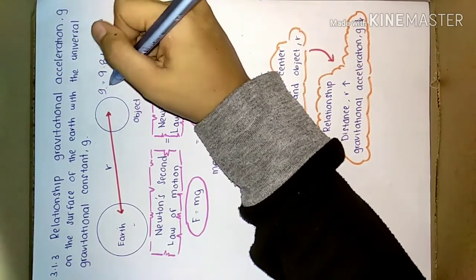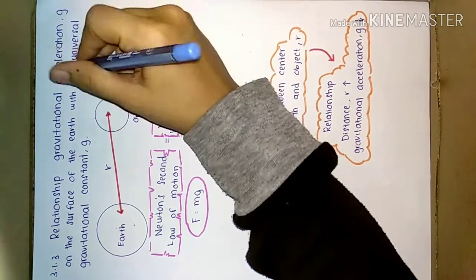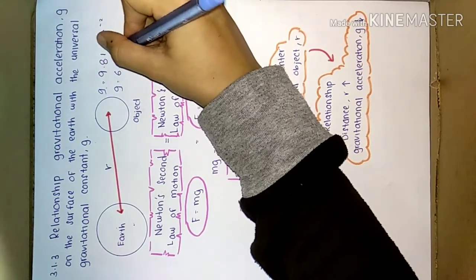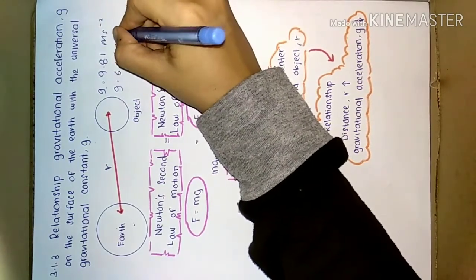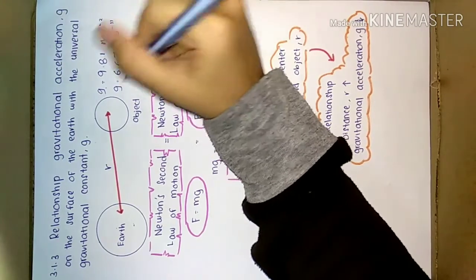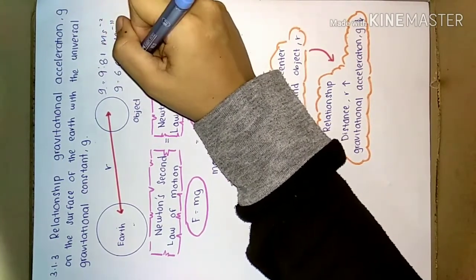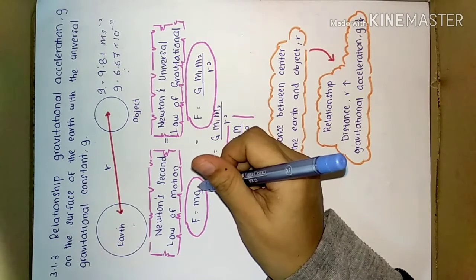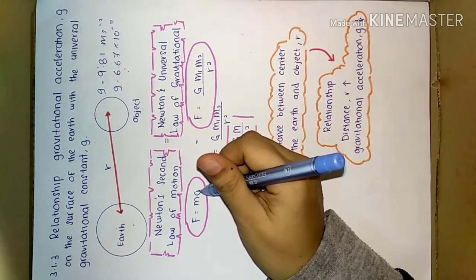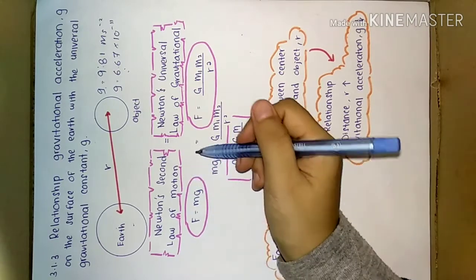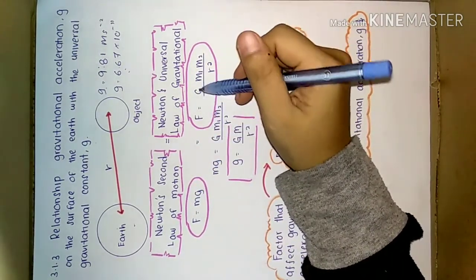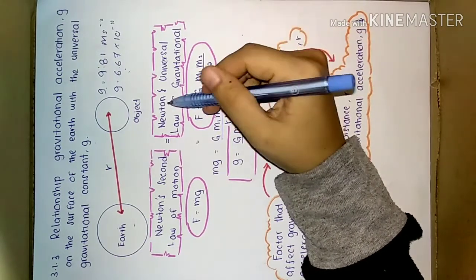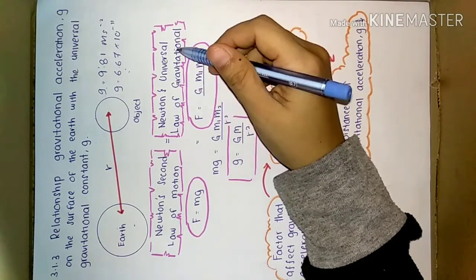The relationship of this gravitational acceleration g with the universal gravitational constant G, which is 6.67 × 10 to the power of negative 11. We have to know the relationship between these two. The formula F equals mg, where g is gravitational acceleration, is Newton's second law of motion, and we also have F equals G m1 m2 over r squared, which is Newton's universal law of gravitation.